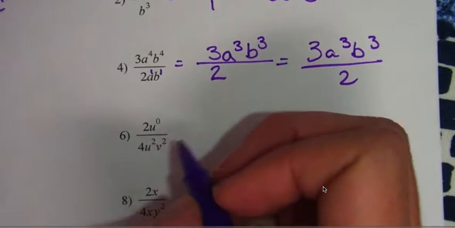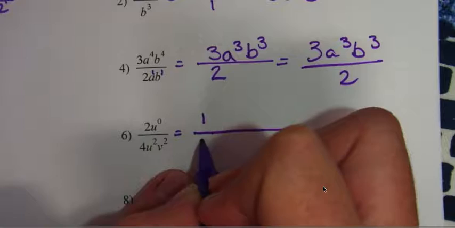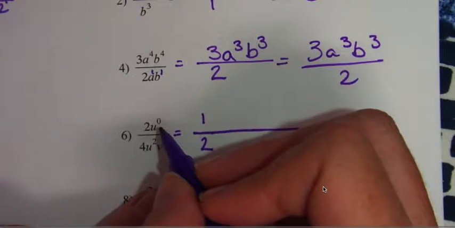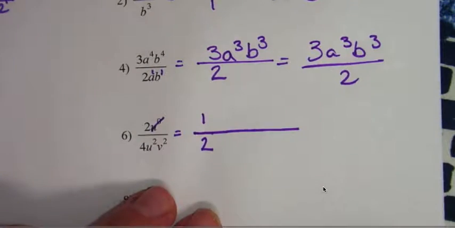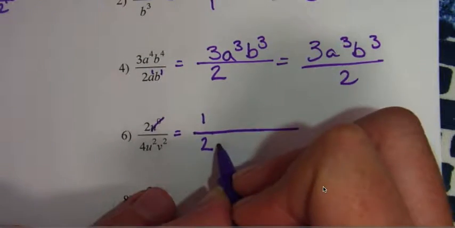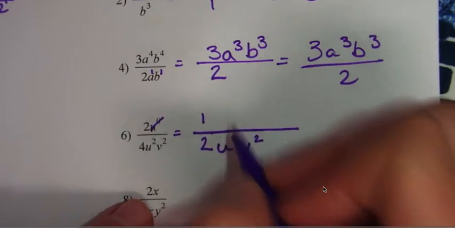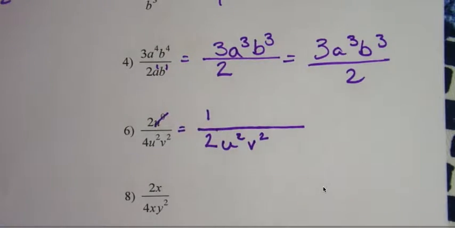Let's jump over here. So 2 fourths would simplify to 1 half. Remember, the 1 in the numerator you definitely would need to keep. Anything to the 0 power is 1, so that's going to just cancel out. And then we have u squared, v squared. Again, I could rewrite it with a 1 over top, but that's all right. We don't really need to do that.